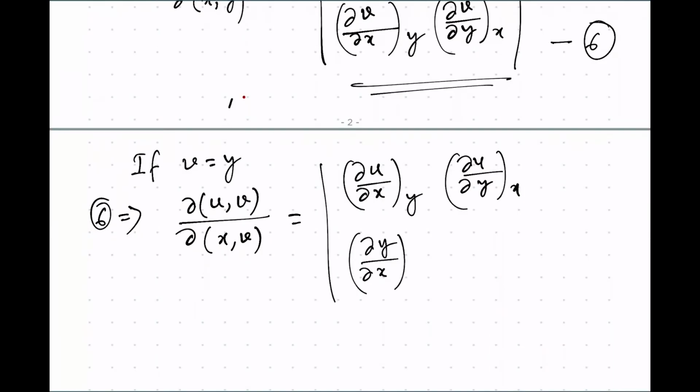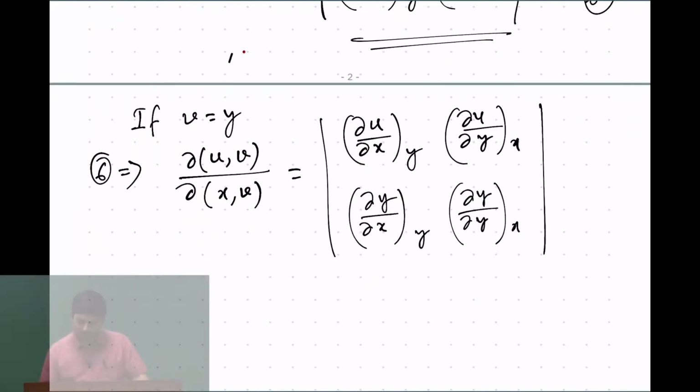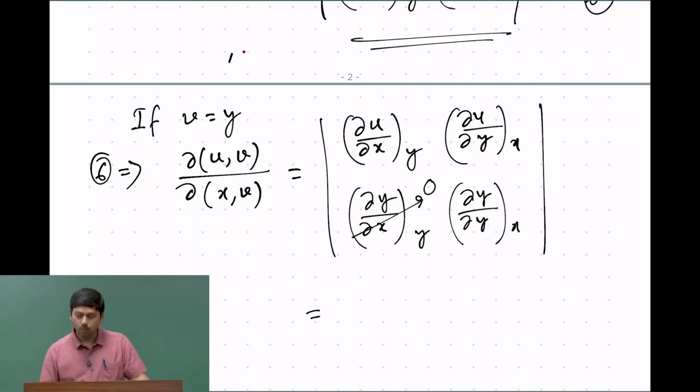If I say v equal to y, then I can write dv as y, and then I can write that as del y by del y x. Now, you see what is the consequence of this particular thing? dy by dx at a constant y is nothing but 0, and this del y by del y is nothing but 1.